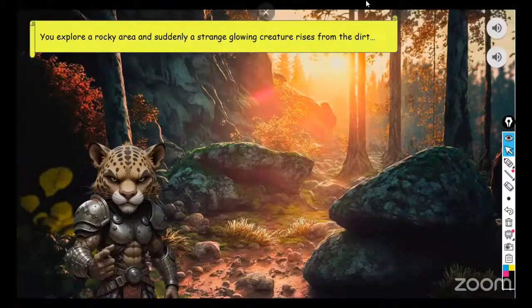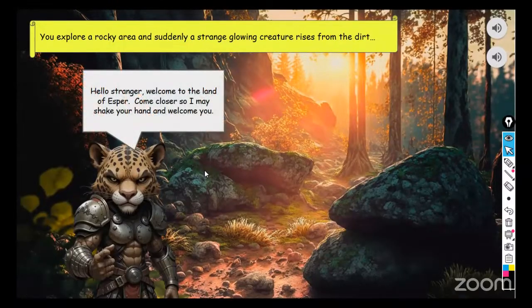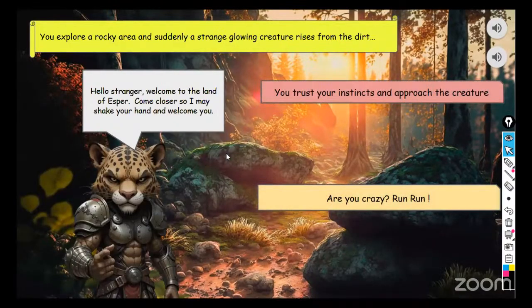All right, so you're gonna have to make choices to help you get through the strange book, right? You explore a rocky area, and suddenly a strange glowing creature rises from the dirt. I think it's this creature. Hello, stranger. Welcome to the land of Esper. Come closer so I may shake your hand. Welcome you. That's not strange at all. What are you gonna do? Trust the creature, shake his hand, or are you going to run? Make your choice.